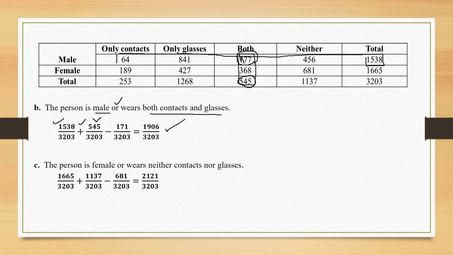Now in part C, the person is female. If you see the person is female, look here at how many total females we have.